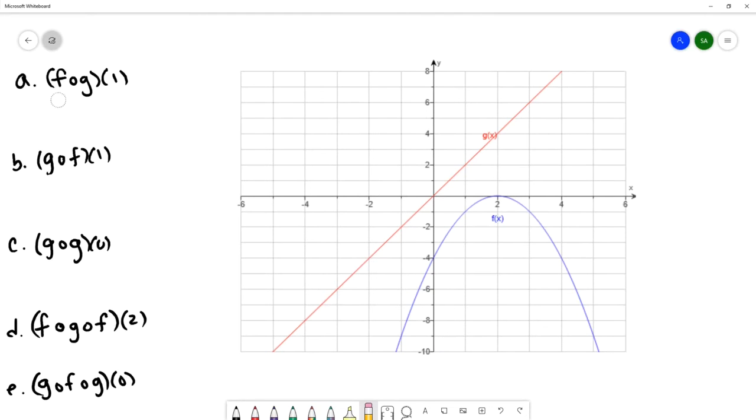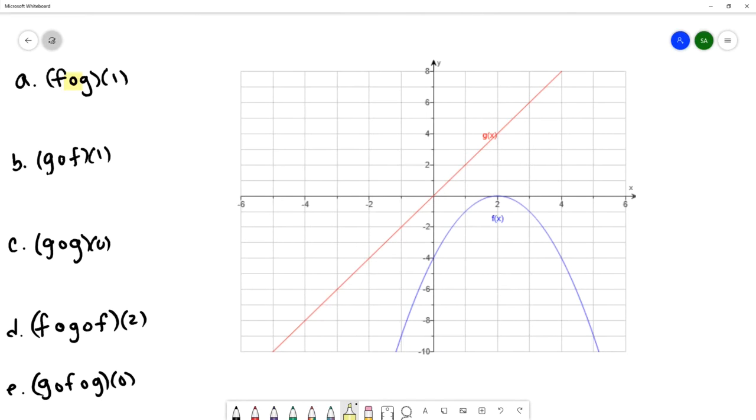We have f composed with g of 1, g composed with f of 1, g composed with g of 0, f composed with g of f of 2, g composed with f composed with g of 0. So we're going to use the graph to answer these questions, but first let's focus in on this operation composition.